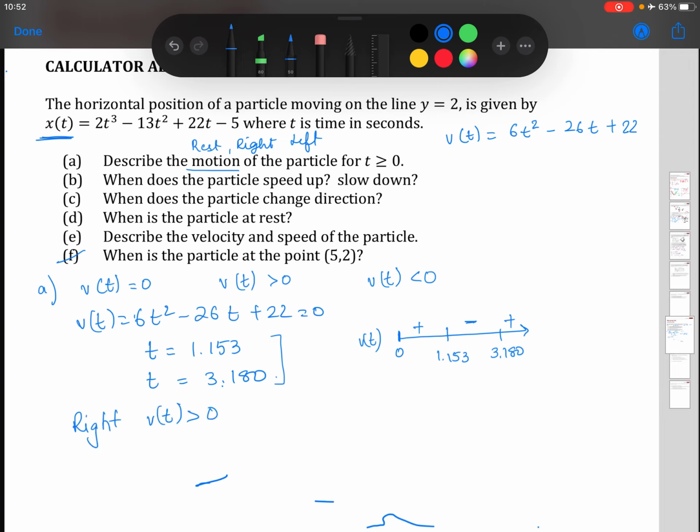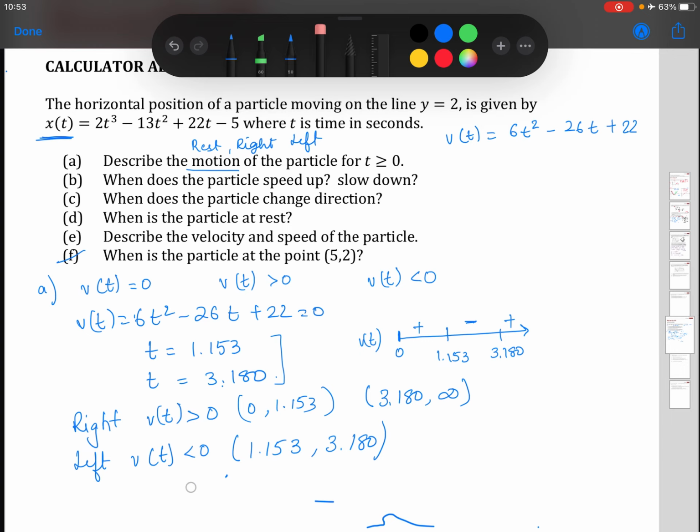When velocity is greater than 0, it is moving right from 0 to 1.153, and the other interval is 3.180 to infinity. Moving left is when velocity is less than 0, which is over this interval. Again, we're rounding everything to 3 decimal places. Remember, in this class we always round to 3 decimal places, otherwise you end up losing points. So please don't make that silly mistake.